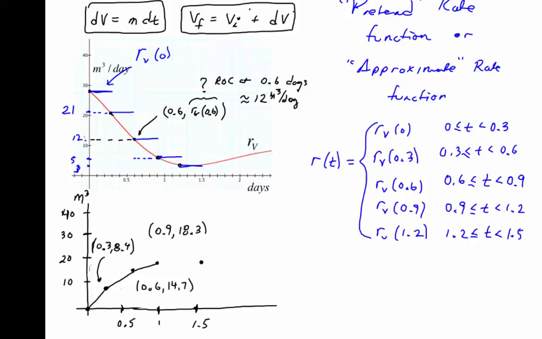And then do it again. So in the next 0.3, we said it was 5. So did it go up 1.5? Change in V was 1.5, added to the 18.3. Is that 19.8? What's happening to my intervals here? 0.3, 0.6, 0.9. What should have been here?